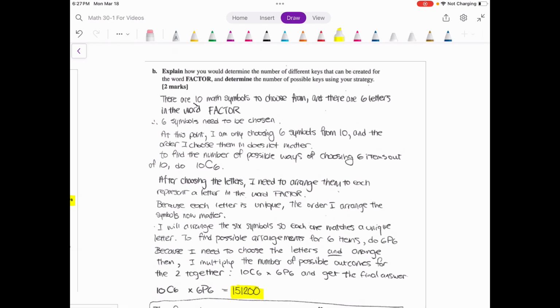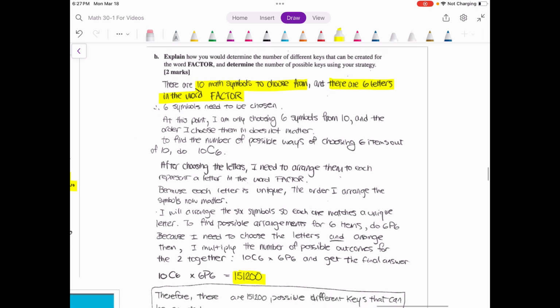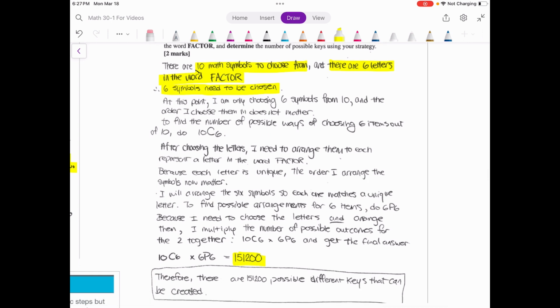Okay, so look at the things they say. There are 10 math symbols to choose from. There are 6 letters in the word factor. So we need to choose 6 symbols, okay? Now, this part's going to go into a slightly different strategy than what we know how to do. We can solve this with just the stuff we've learned in this lesson, but I'm more focused here on how they're explaining themselves. So don't get too bogged down in the fact that they're talking about combinations here, okay?